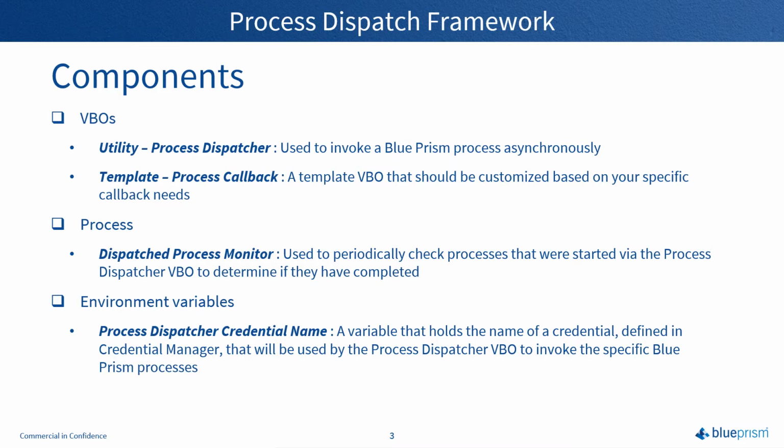Dispatched Process Monitor is a process used to periodically check processes that were started via the Process Dispatcher VBO to determine if they have completed. It can be scheduled to run on a 5 to 10 minute interval, which keeps querying the database for the completion of the session which was initiated by the Process Dispatcher earlier. Once the session execution is complete, it triggers the Process Callback object with the requested action. The usage of callback feature is optional depending on the usage scenario.